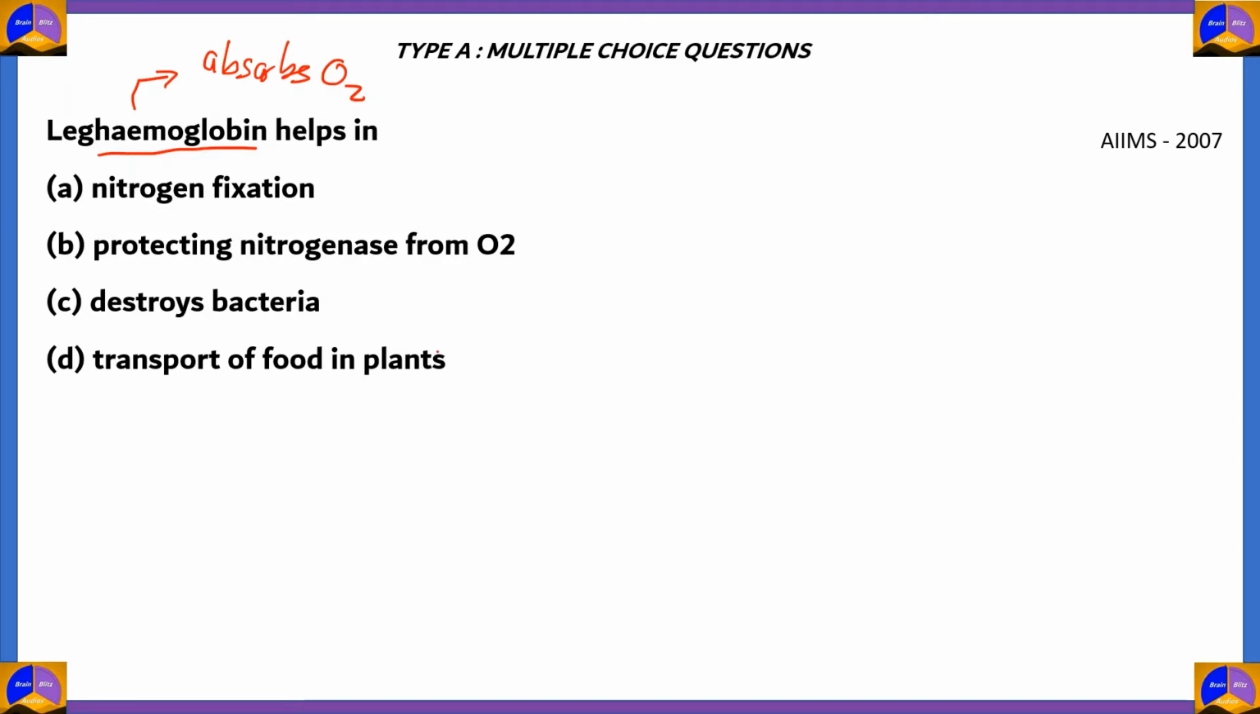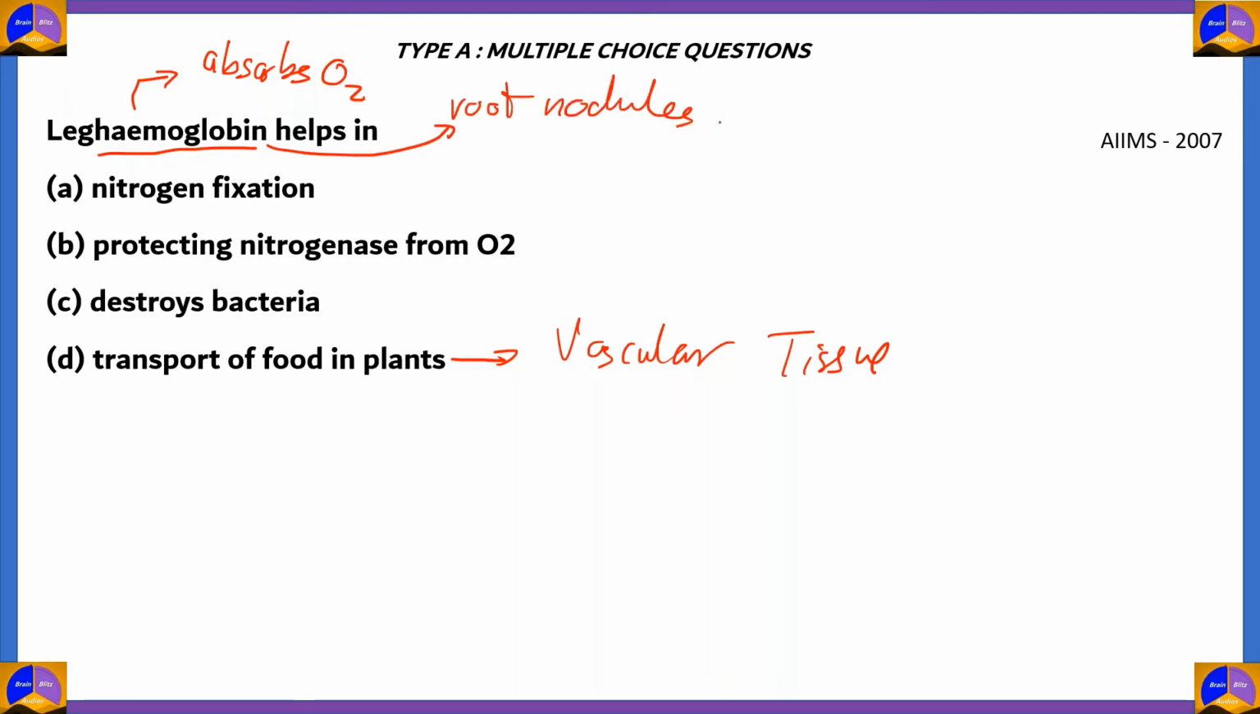Option D, transport of food in plants. That is taken by the vascular tissue, and this leghemoglobin doesn't occur in vascular tissue. These are found in root nodules, and that too of leguminous plants. So option D is incorrect. Option C, destroys bacteria. It is the work of the immune system, which does not have leghemoglobin. So option C is incorrect.